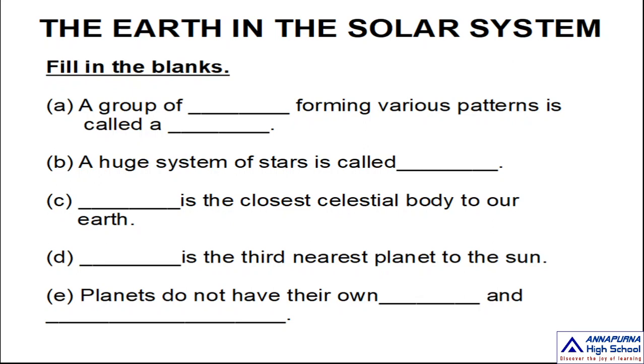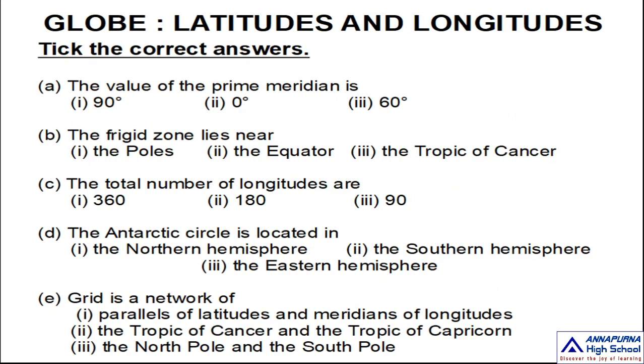Here things to do is there. You prepare a chart of the solar system. Remaining works we will do in the classroom. Next, come to the next lesson: The Globe, Latitudes and Longitudes. The first one is question answers and the next one is tick the correct answers.